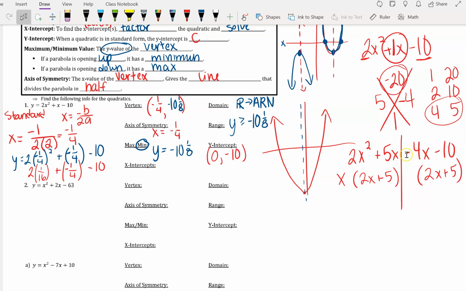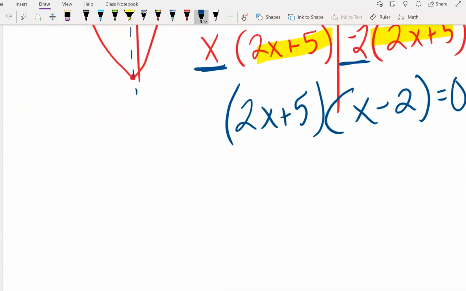And I factor out a negative 2 to get from what I have here to here. So my factors are going to be the thing that I have 2 of. That becomes one of the factors. And then the leftovers are my other factor. And then, because we are supposed to solve, we need to set each factor separately equal to 0.